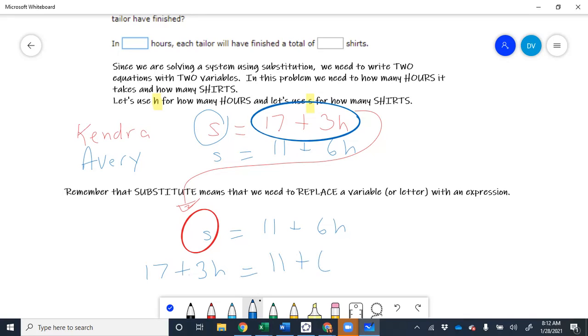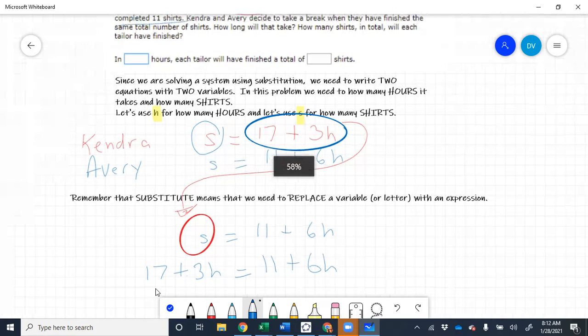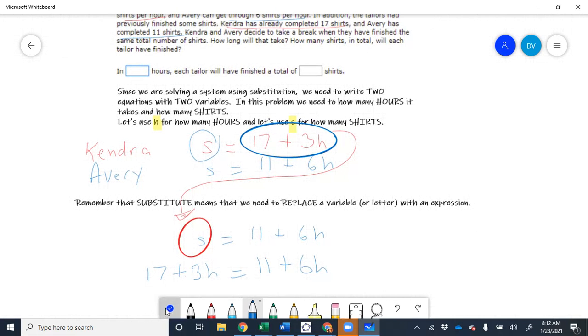11 plus 6H. And what this does is it takes a problem that previously had 2 equations, a red equation and a blue equation, and breaks it down into one equation. Not only is it just one equation, but it only has one letter. Right now that letter is H. So we can solve this equation just by combining like terms.